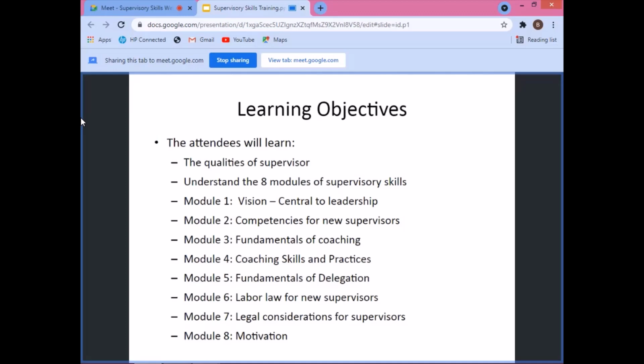Module 1, which is the vision, central to leadership. Module 2, which is competencies for new supervisors. Module 3, fundamentals of coaching. Module 4, coaching skills and practices.